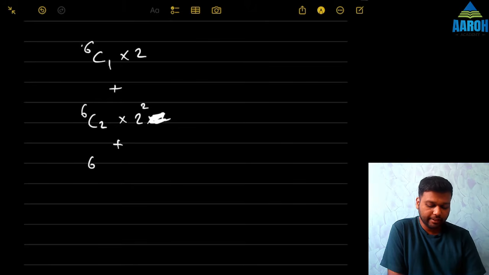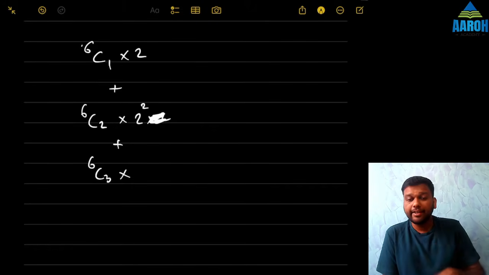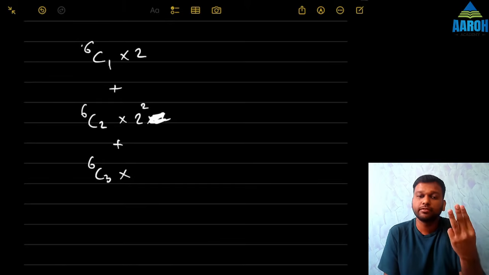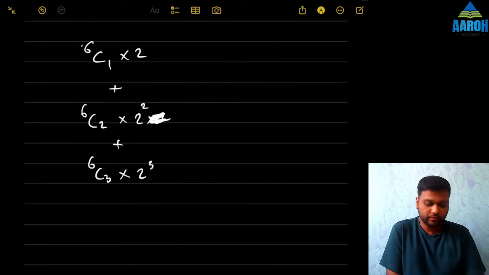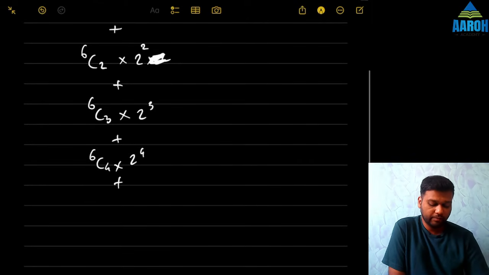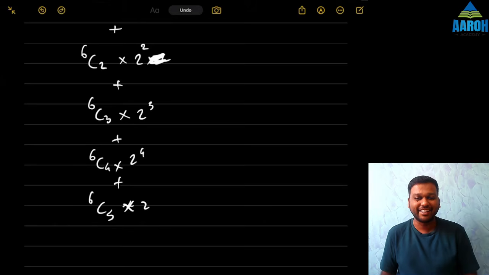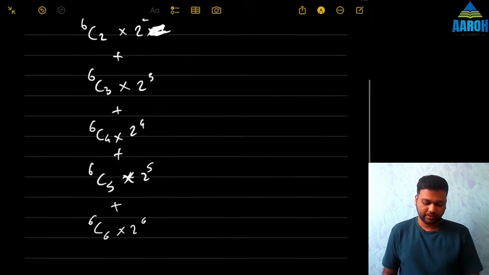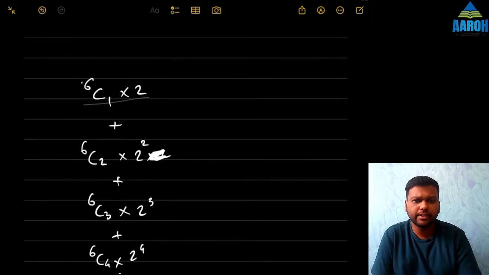Or he can select three questions and then he has two options for the first question, two options for the second and two options for the third, so 2 cube. Or he can select 6C4 and 2 raised to 4. Or now obviously the pattern will continue, right? 6C5 and 2 raised to 5. Or 6C6 and 2 raised to 6. So we just need to calculate this.